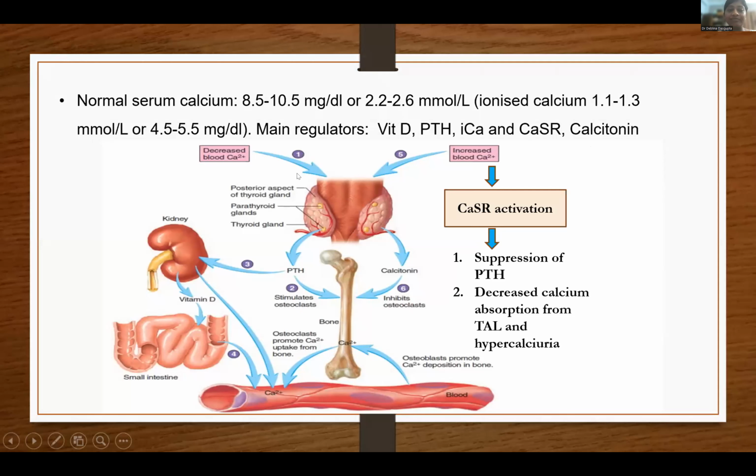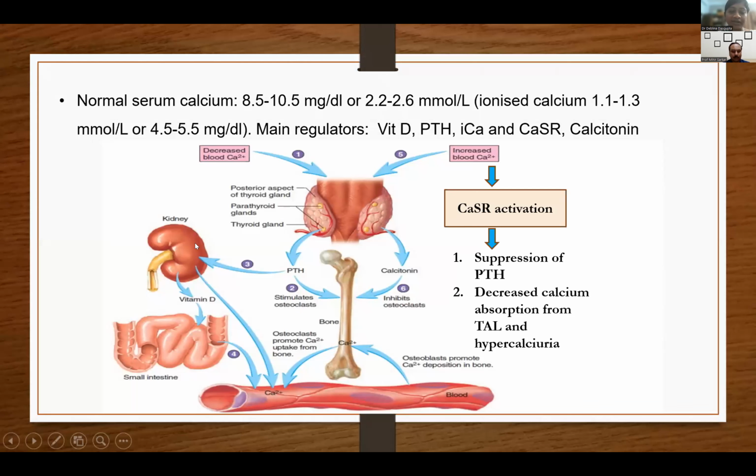So suppose there is hypocalcemia. Immediately the calcium sensing receptor senses the hypocalcemia, and it causes release of parathyroid hormone. So the parathyroid hormone then goes and acts on the bones, where it increases osteoclastic activity and bone resorption, so that calcium can pour out from the bones into the extracellular fluid.